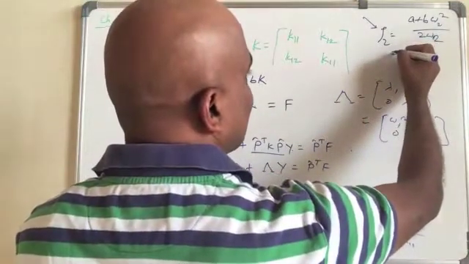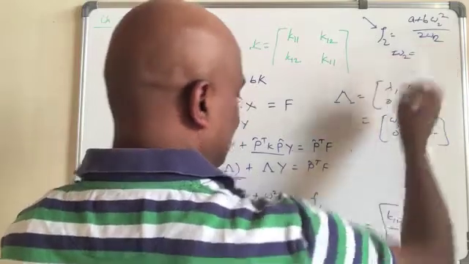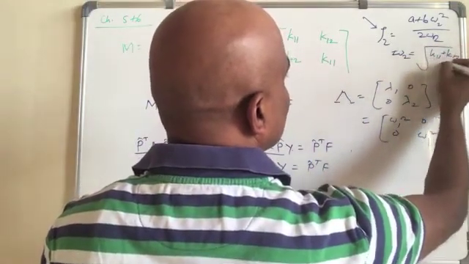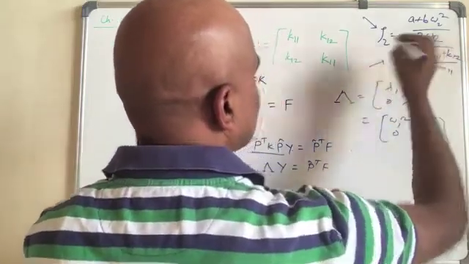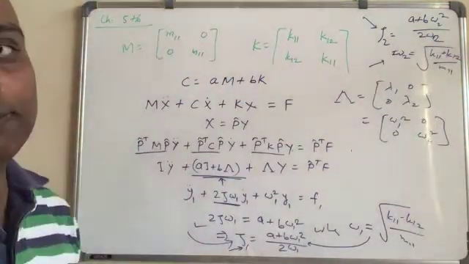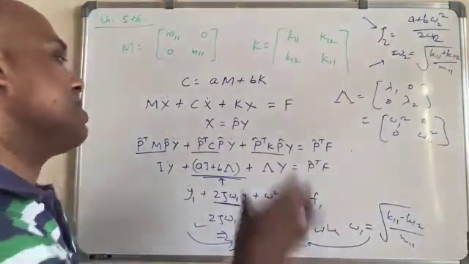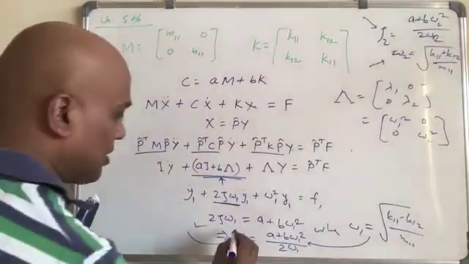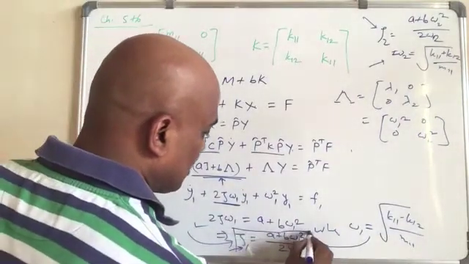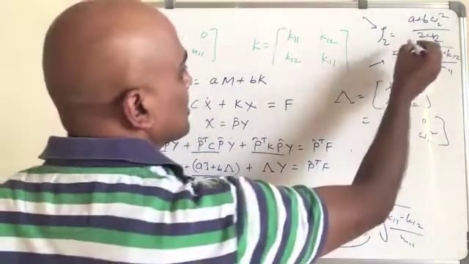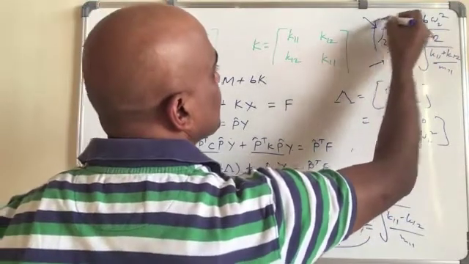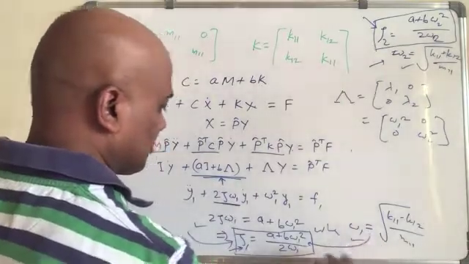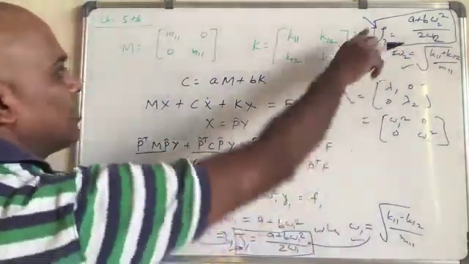Omega 2 is equal to root k11 plus k12 over m11. So this we did in the lecture in the class. To summarize the effective damping ratio, you get the first one, this one, and the second one is this one, where omega 2 is this and omega 1 is this one. This is the effective damping ratio for a multi-degree of freedom system.